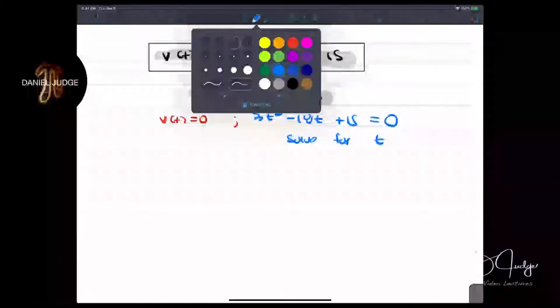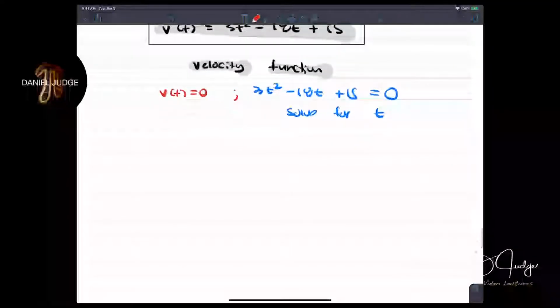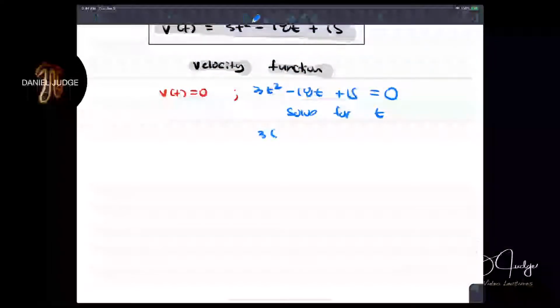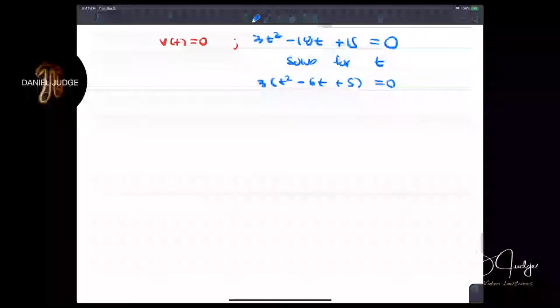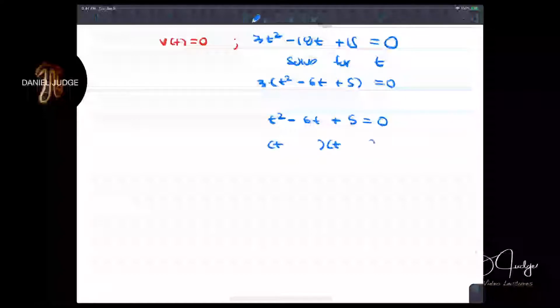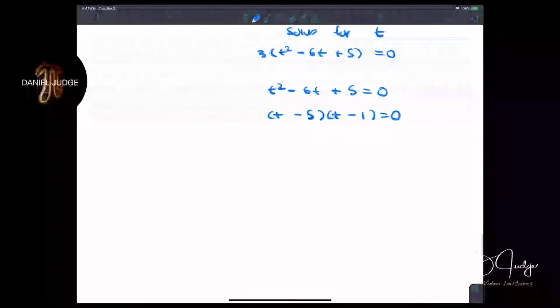Now, to solve a quadratic, there's various ways. I actually prefer to use factoring. But I have to take out the greatest common factor first, so we factor completely. So you go taking out the 3. You could divide both sides by 3. You know, this actually implies t squared minus 6t plus 5 is 0. Now you have to remember how to factor, and I do have videos on my webpage about factoring, ladies and gentlemen. t minus 5, t minus 1. Let me double check. That looks good.